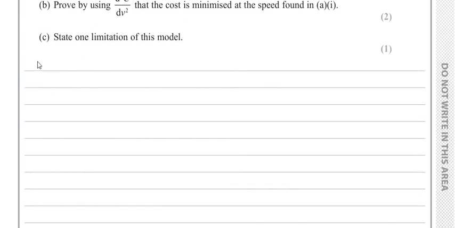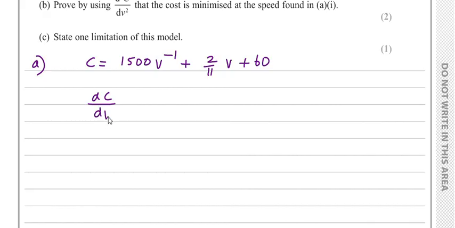So question A. Let's write the model first. C is equal to 1500 v to the power of minus 1, plus 2 over 11 v plus 60. Differentiating this with respect to v, dC over dv is equal to minus 1500 v to the power of minus 2, plus 2 over 11. Differentiating v, it is just 1, and plus 60 becomes 0.